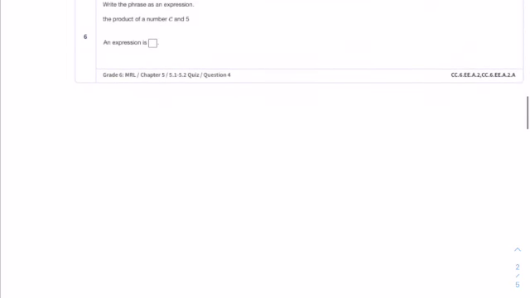Number 6, write the phrase as an expression. The product of a number C and 5. Okay, so now we're taking words and we're transforming them into math problems. So the word product is the key here. The word product tells us that we're multiplying. So it's going to be the multiplication of C and 5, so that would be C times 5, or the most mathematically correct way to write it would be 5C, would be the answer there.